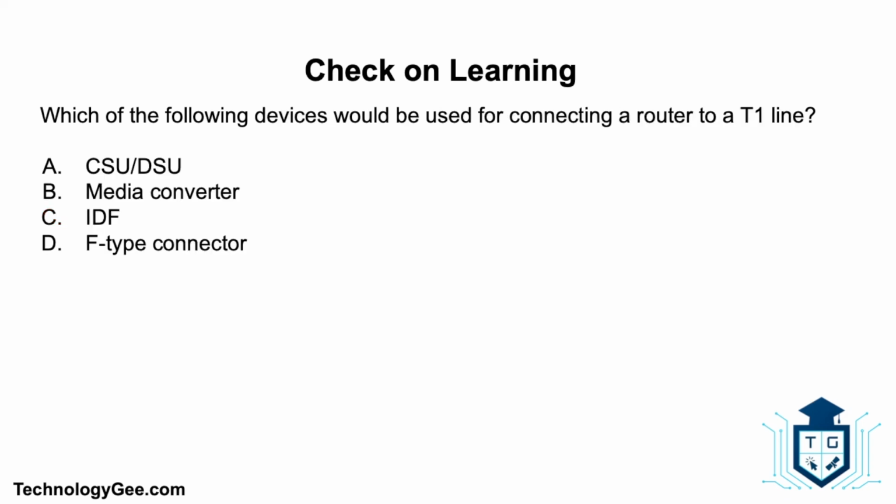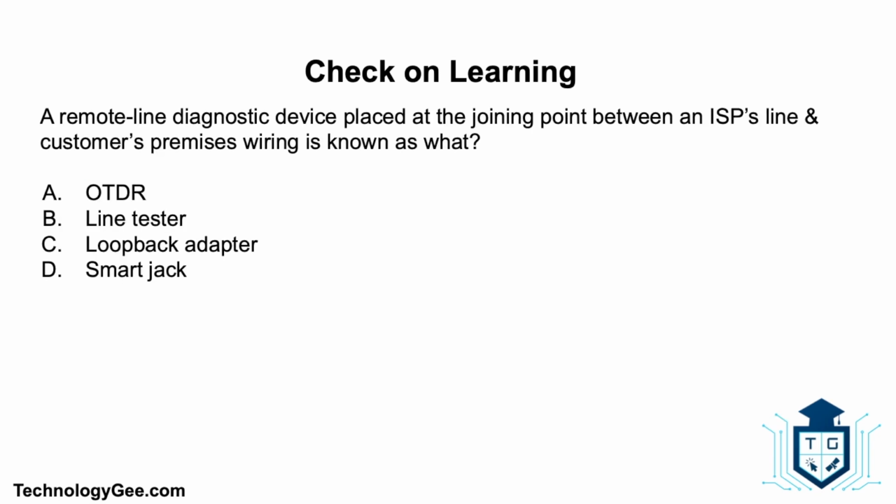Next question. Which of the following devices would be used for connecting a router to a T1 line? Would it be a CSU, DSU, a media converter, an IDF, or an F-type connector? So which of the following devices would be used for connecting a router to a T1 line? And the correct answer is, this will be a CSU, DSU, also known as a Channel Service Unit, Data Service Unit.